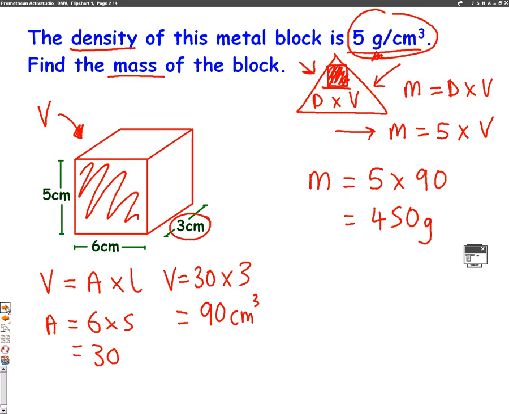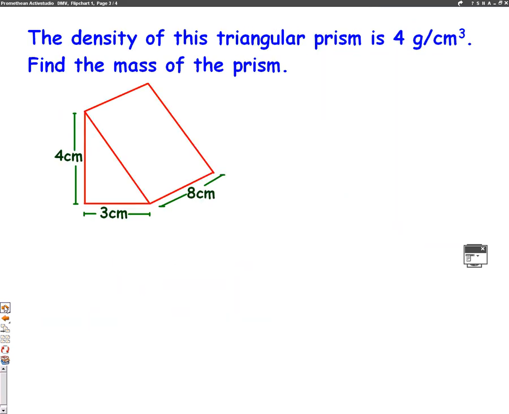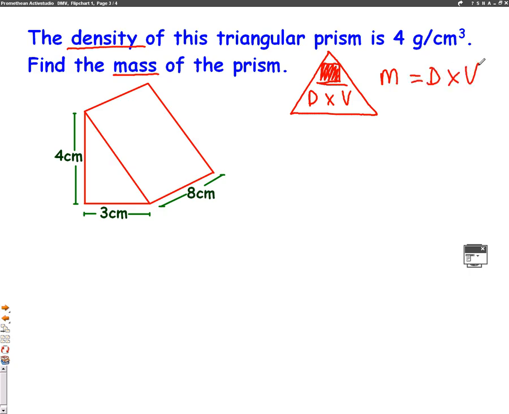So let's have a go at another question. The density of this triangular prism is 4 grams per centimetre cubed. Find the mass of the prism. So again, we see a question with the word density in. So we start with a density, mass, volume triangle. And the question again says find the mass of the prism. So once again, we're looking for M. So if we cover up M, we're left with D times V. So M equals D times V.